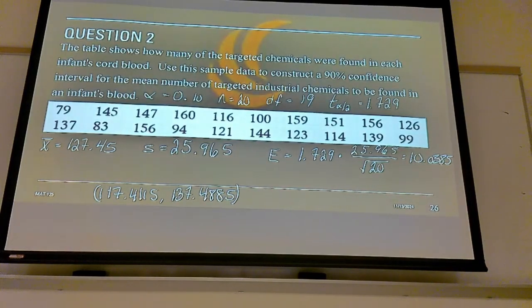Questions on confidence intervals so far? This was just confidence intervals for the mean. Next week we do proportions and start hypothesis testing, which is exciting.